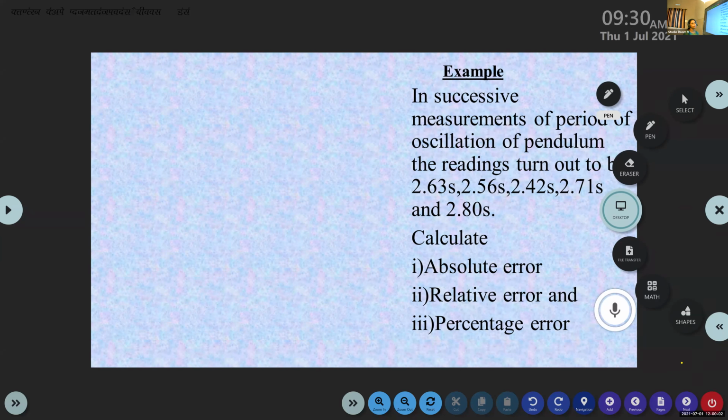First of all, all of you copy down this question. Then we can work it out. In successive measurements of the period of oscillation of a pendulum, the readings turn out to be 2.63 second, 2.56 second, 2.42 second, 2.71 second, and 2.80 second. Calculate the absolute error, relative error, and percentage error.